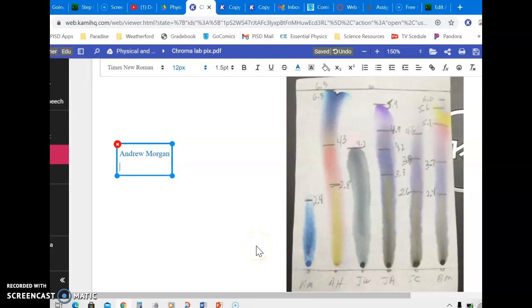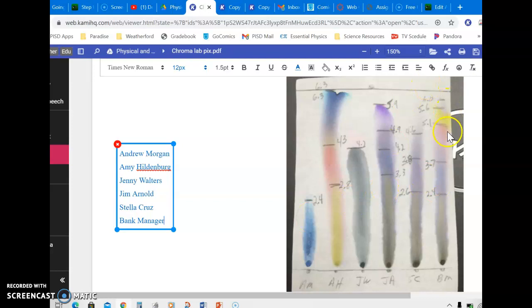Then after that was Amy Hildenberg, and then after that is Jenny Walters. After Jenny Walters is Jim Arnold, and then SC, which is Stella Cruz, and finally the last one, BM, which stands for the bank manager, who, if you remember correctly, turned out to be the guilty party because he had yellow up here at the top of his chromatograph.